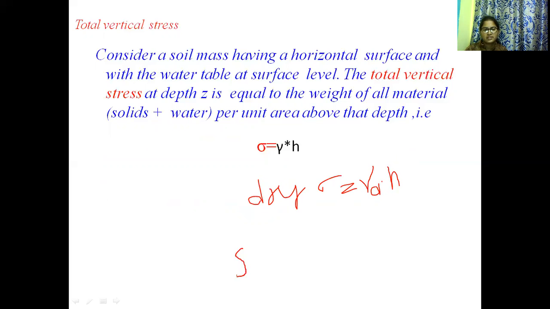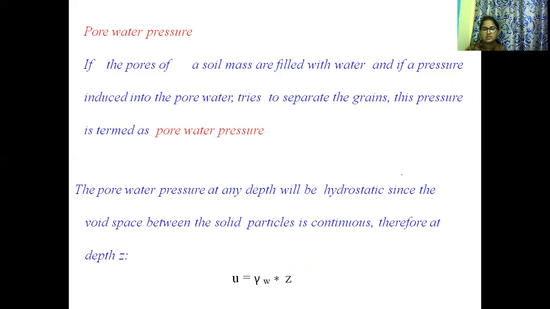But if the layer is in saturated condition, with the water table at the ground surface, then we can write total stress sigma is equal to gamma sat into H. Here we write the unit weight of that particular layer, whether saturated, dry, or water, multiplied by the layer thickness, which can be indicated by either H or Z. So here, total, neutral, and effective stresses are important, and we can draw the pressure distribution diagram.